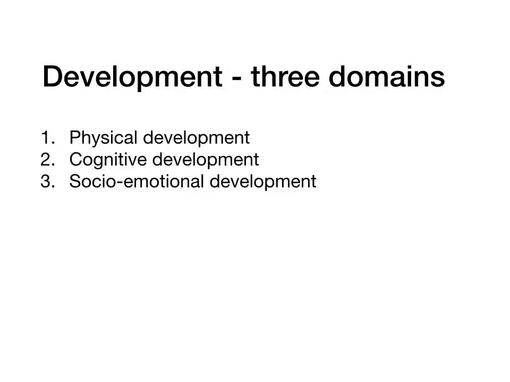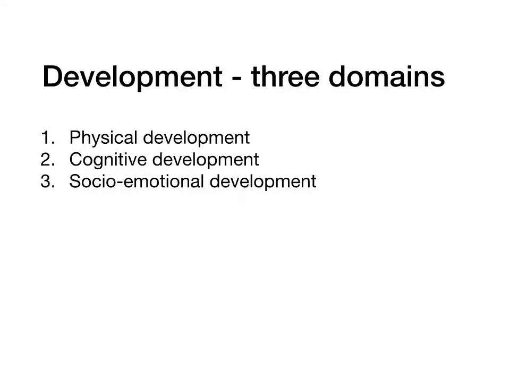So when we talk of development, development includes these three domains. Development happens at the level of physical being, at the level of cognitive processes, and also at the level of socio-emotional processes. So they all go together and they all contribute to development of an individual.